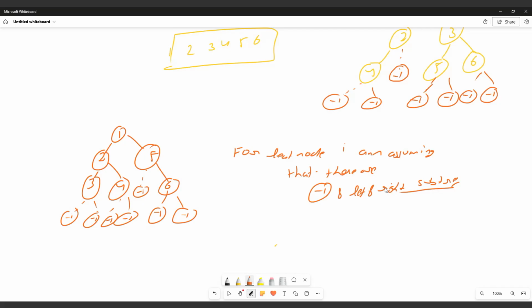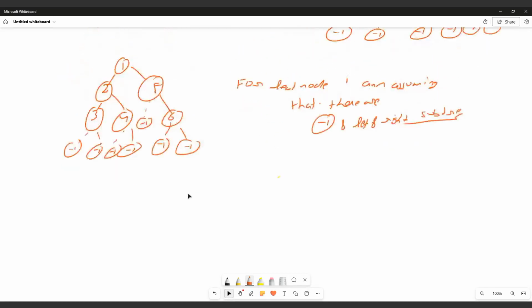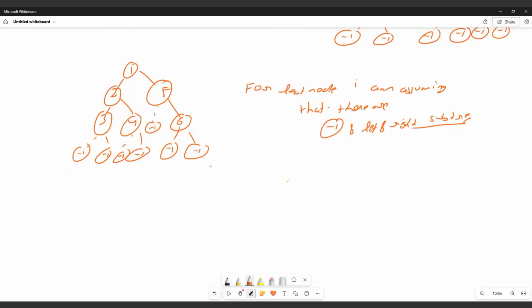Okay, class. Now we are going to make this. If I want to take user input for this type of binary tree, let's make a smaller one.